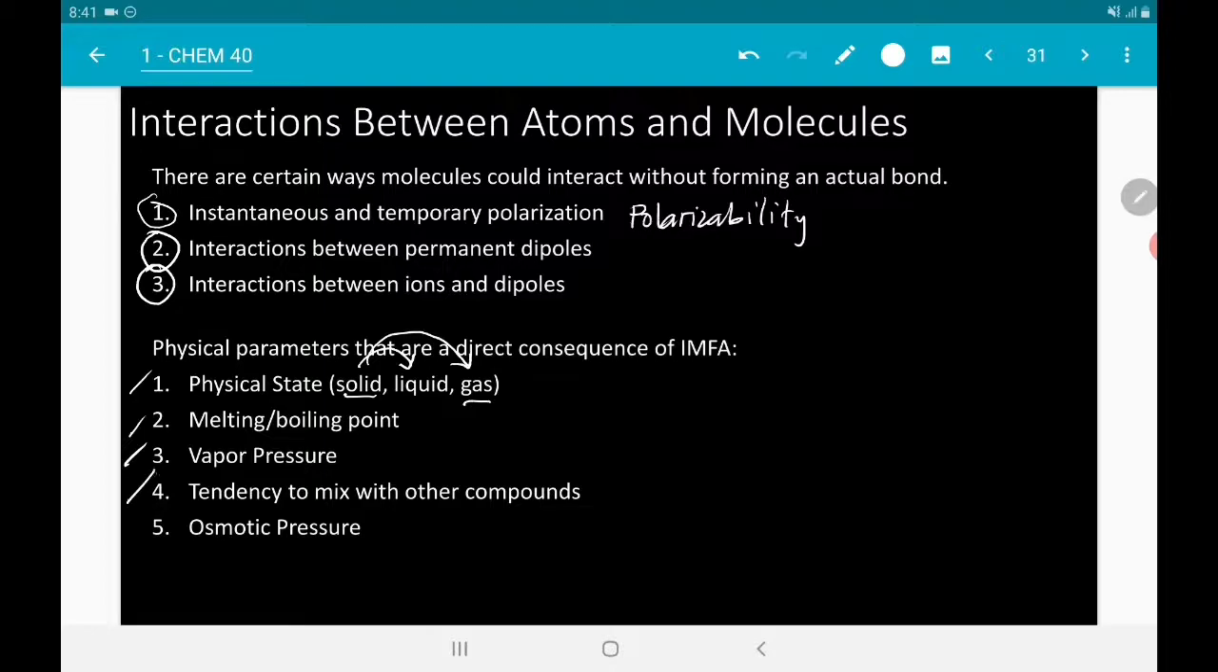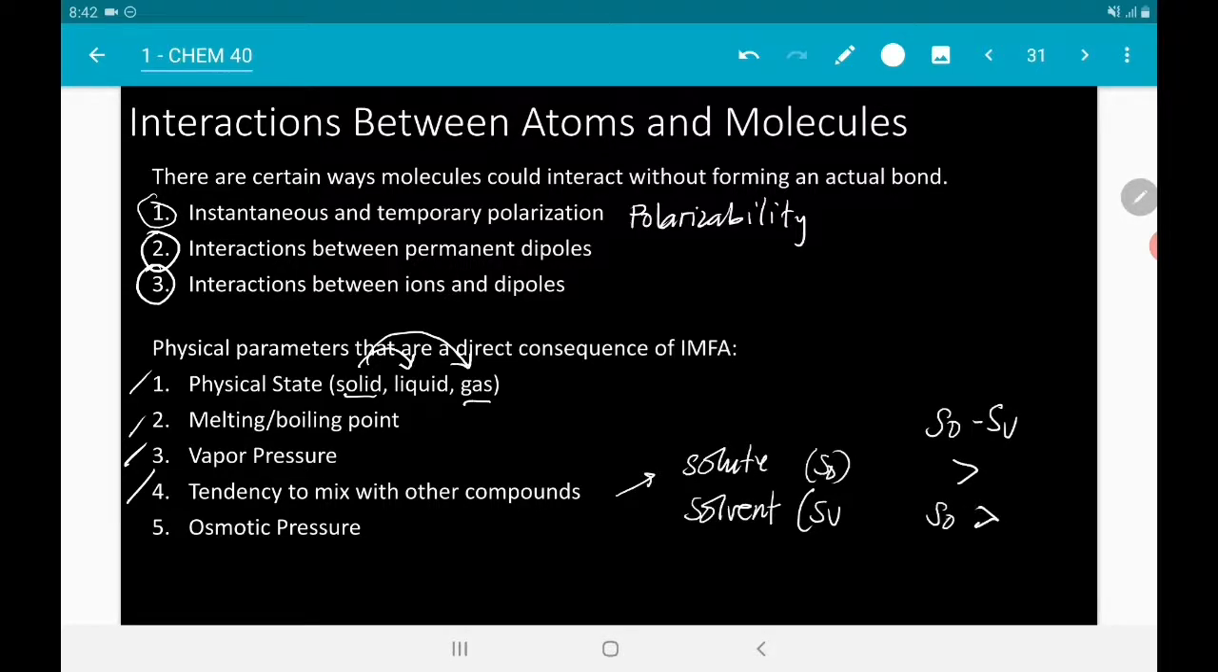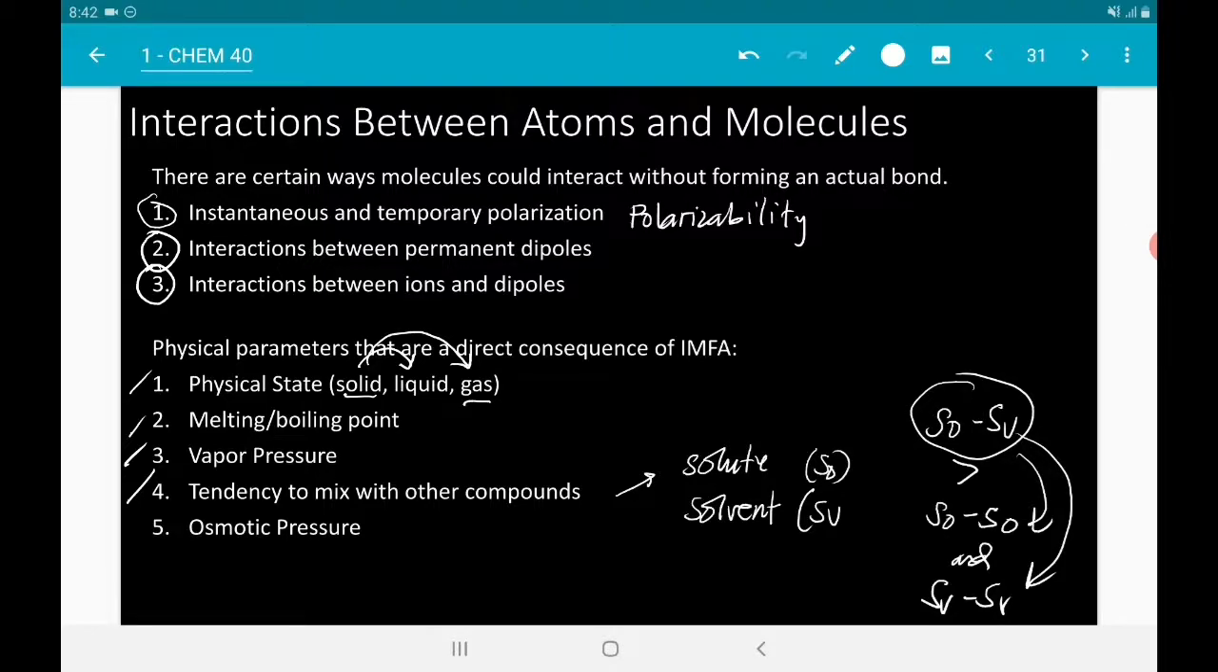Number 4, tendency to mix with other compounds. Mixing is actually an IMFA-dependent process. Kasi, you may not mix because of your incompatibility sa IMFA. Sa mixing, meron tayong tinatawag na solute and solvent. Lagyan natin SV, solvent, and SO, solute. So, yung solute-solvent interaction, dapat greater siya sa solute-solute and solvent-solvent. Kasi kung hindi, ibig sabihin, hindi sila maghahalo kasi mas mataas yung interaction ng solutes sa isa't isa or yung solvent sa isa't isa. So, why mix, di ba? So, yun yung concept ng IMFA in terms of the mixing of the solute and the solvent.